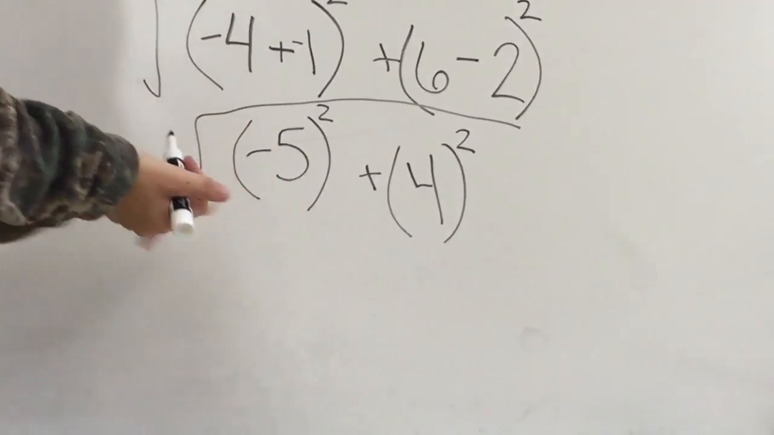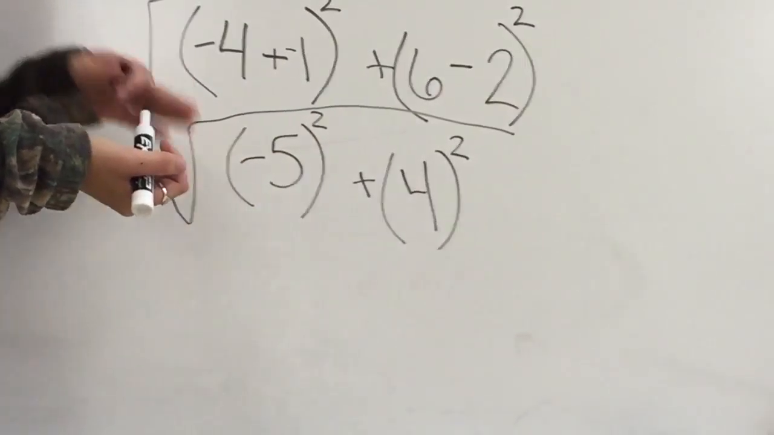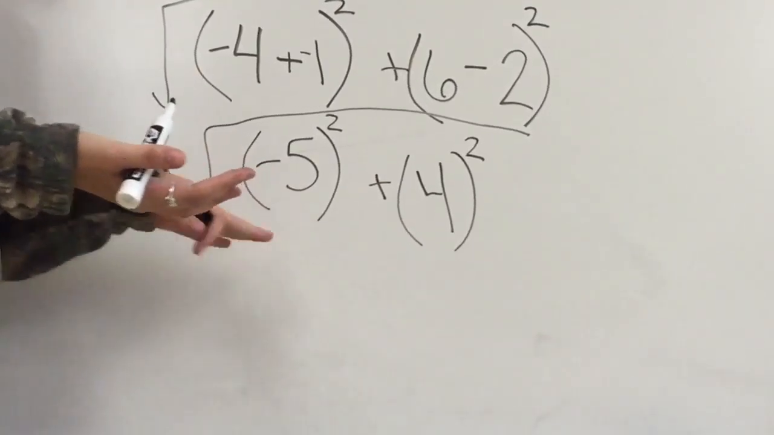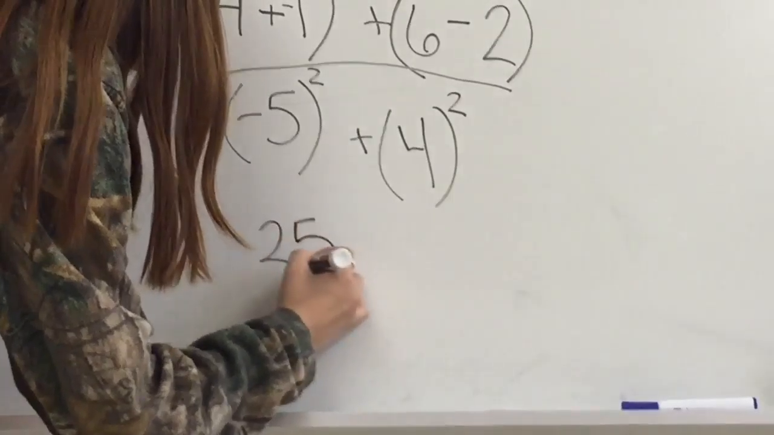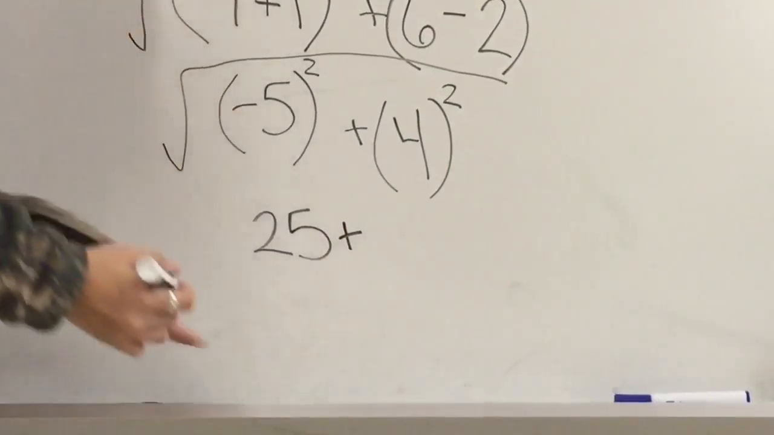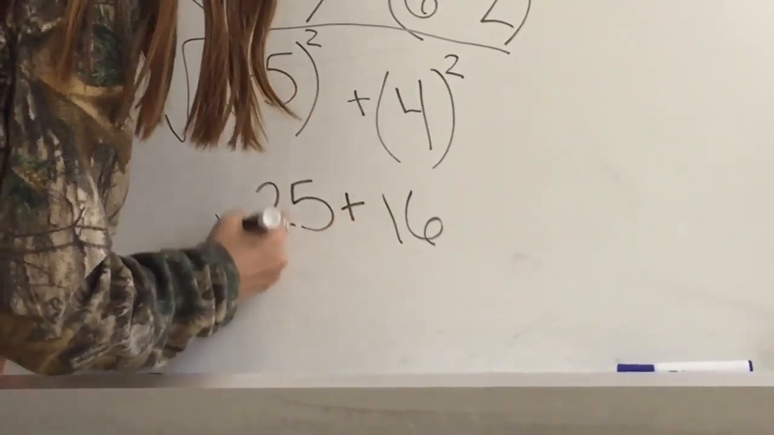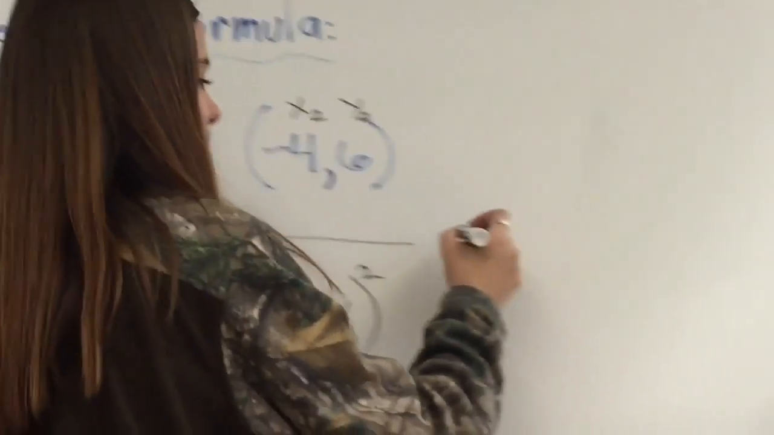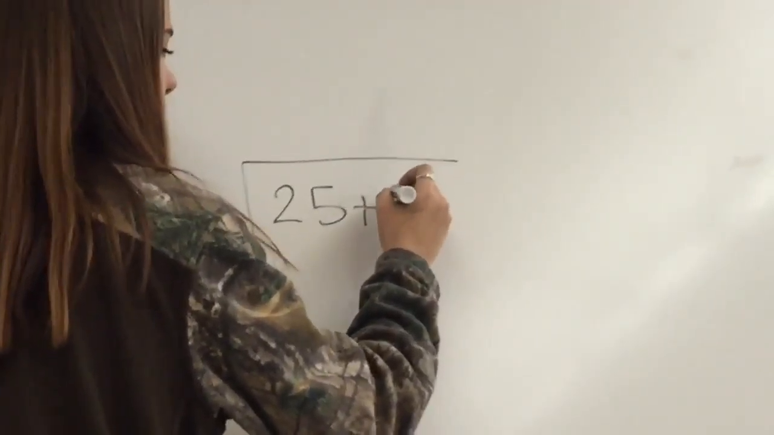So next step is to actually square these numbers. Now, -5 squared will come out to be a positive number because a negative times a negative equals a positive. So pretty much we can just do 5 times 5, which is 25. And then we have our plus sign, and then 4 squared is 16. And we have our square root symbol. So we have 25 plus 16.